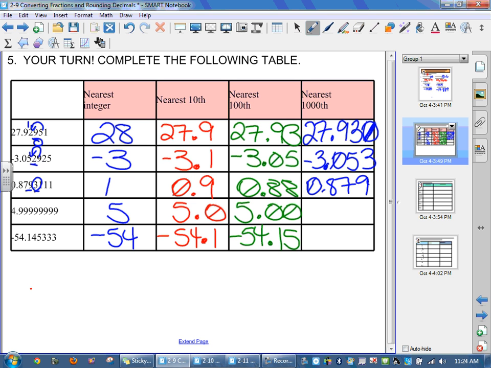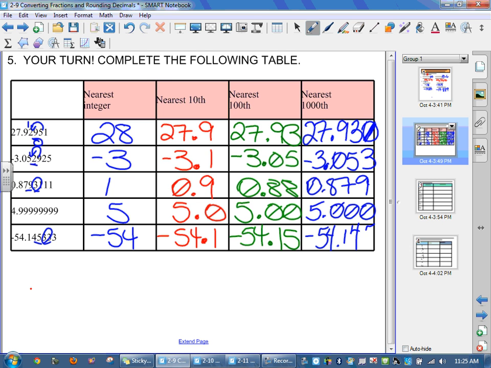Well, let's look at the very last one. It's going to be the exact same thing as we did the last one. We're just going to have how many zeros at the end now? 3. Good. 5.000. And on the bottom one, I have a 5 I want to round, so I look at the 3 right after it. What does that 3 tell the 5 to do? Tells them to stay the same. So I have a negative 54.145. Okay, check your work.